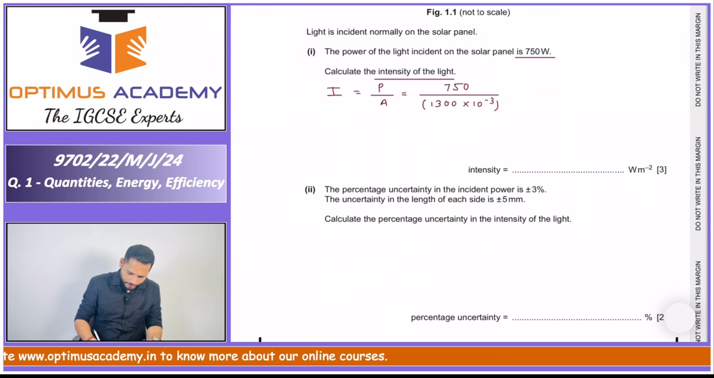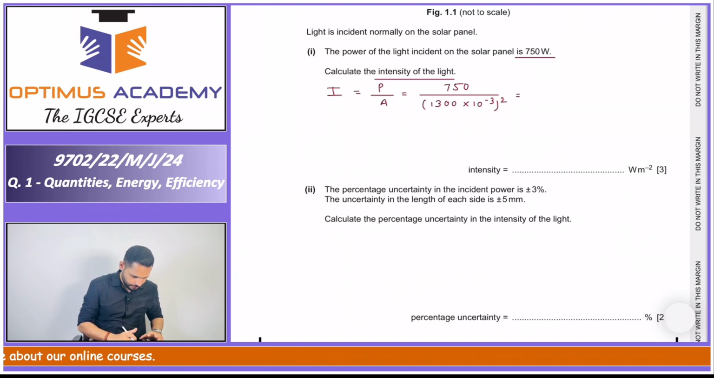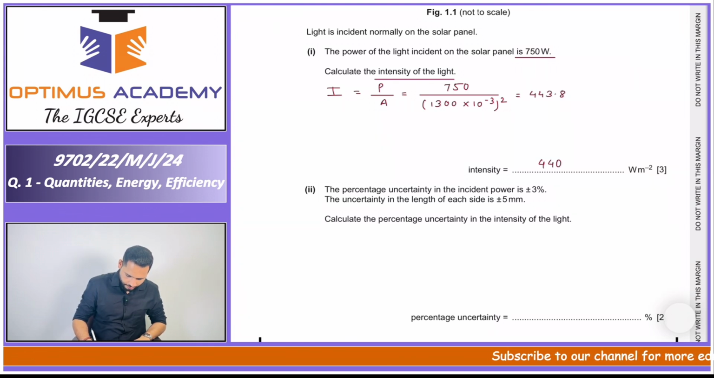1300 into 10 raised to minus 3 and the square of it. The answer is 443.8. So we will write it as 440 watt per meter square.